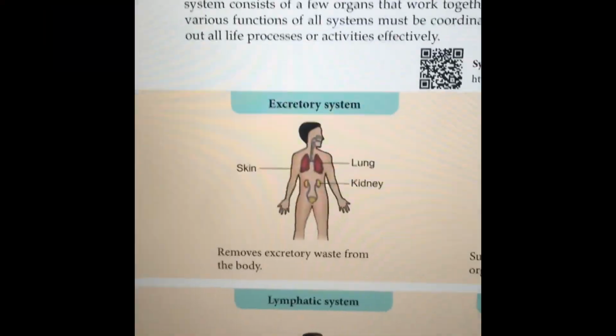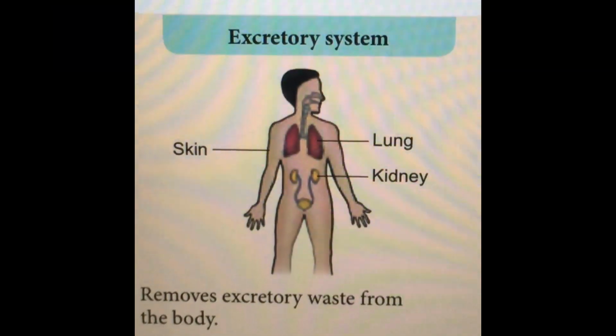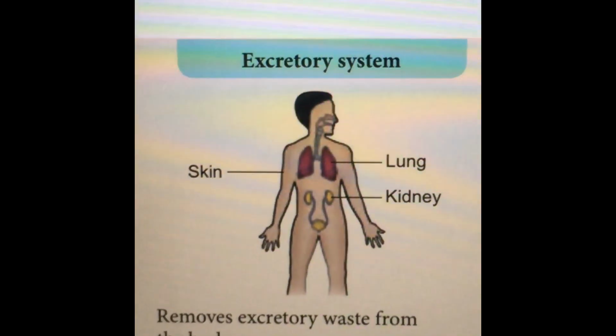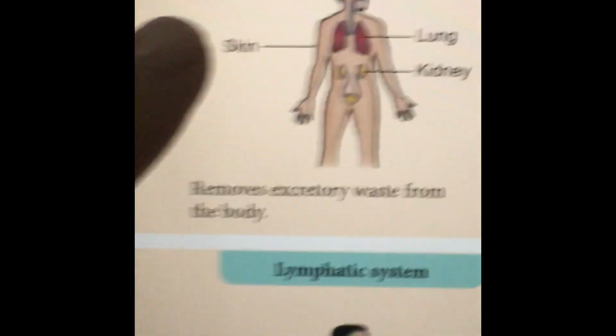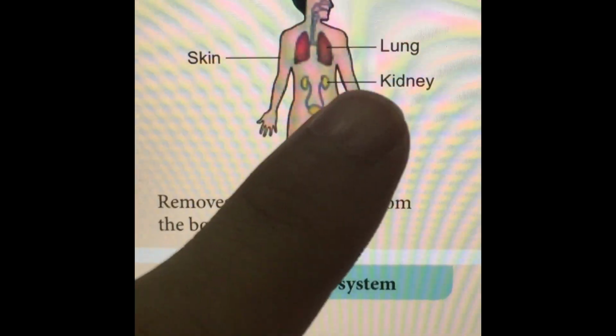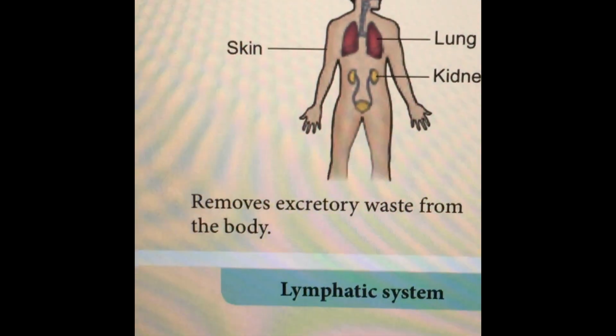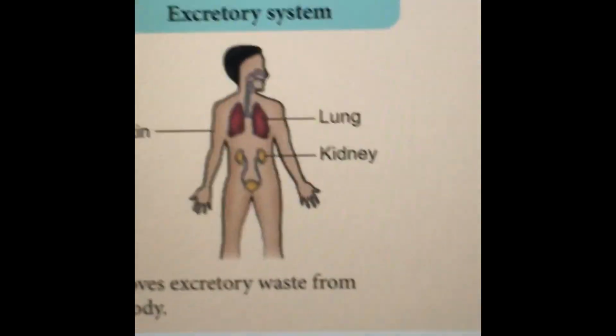First up, excretory system. We have the skin, we have the lung, we have the kidney. It removes excretory waste from the body. Sistem perkumuhan, kita ada kulit, paru, ginjal. Dia mengeluarkan sisa perkumuhan daripada badan.